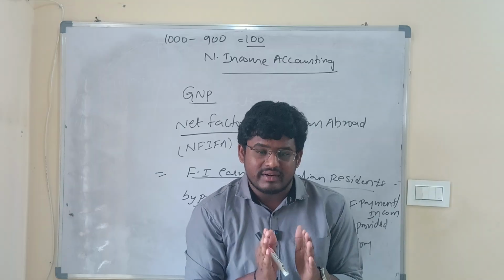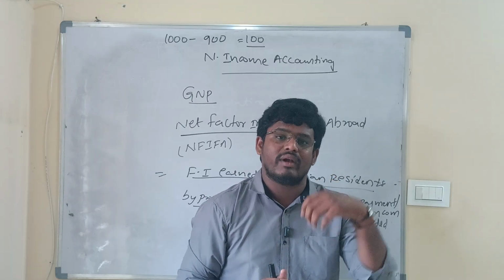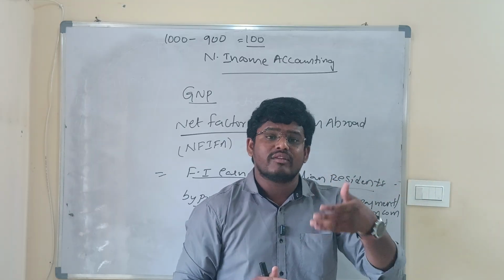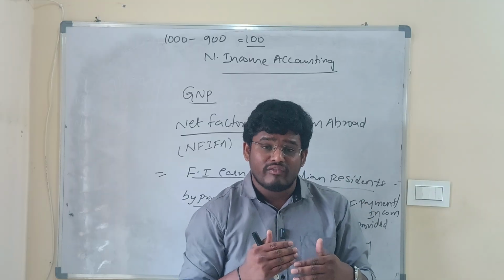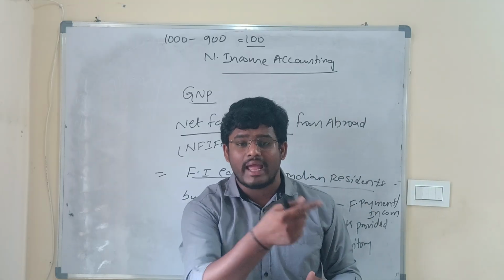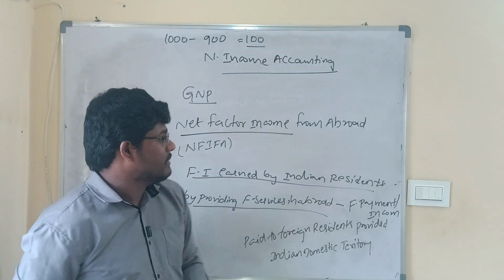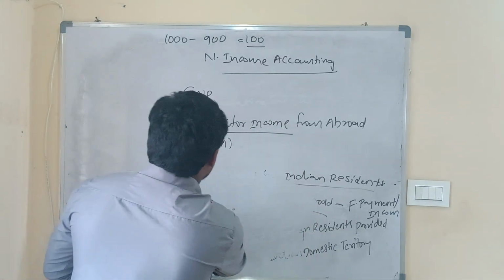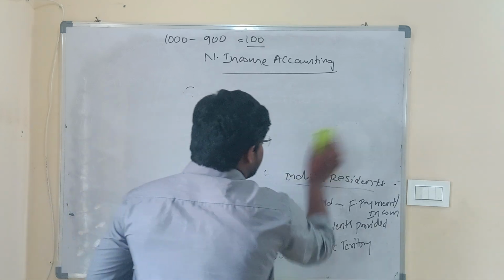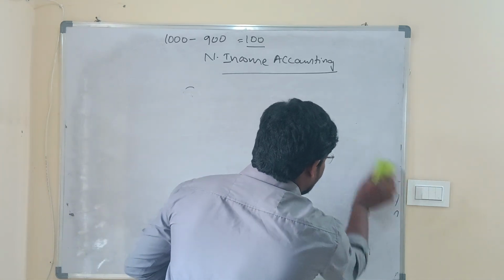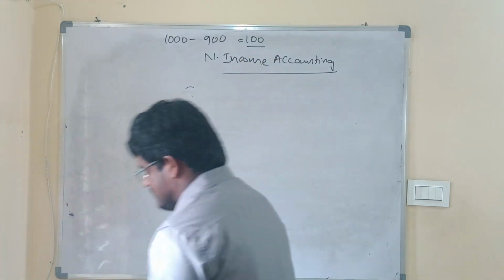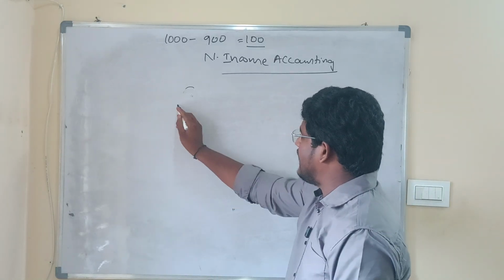So whatever is the difference between the factor income earned by providing services by the Indian residents and the factor income paid to the foreign residents when they have provided services in the Indian domestic territory. Now remember, let us understand how we can calculate the GNP of a country through the income method.